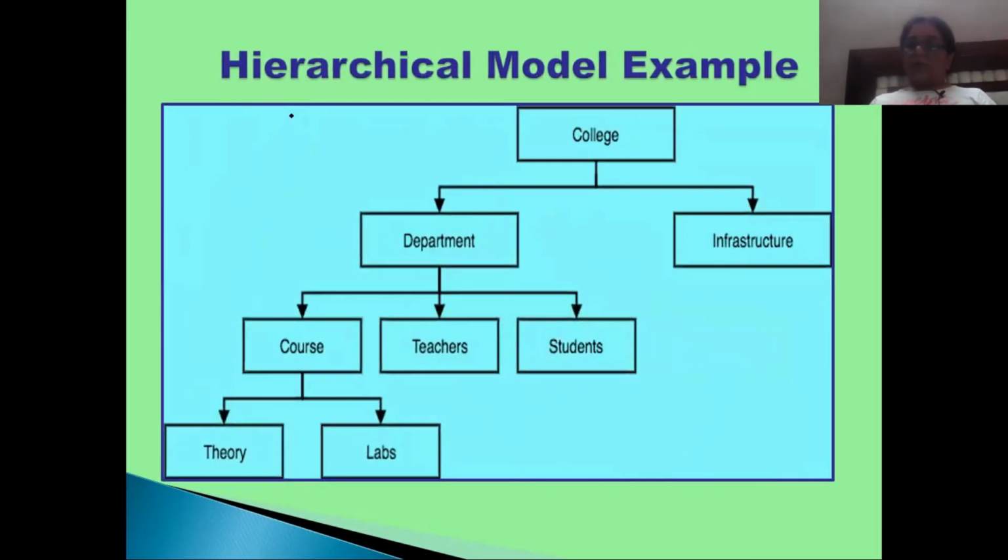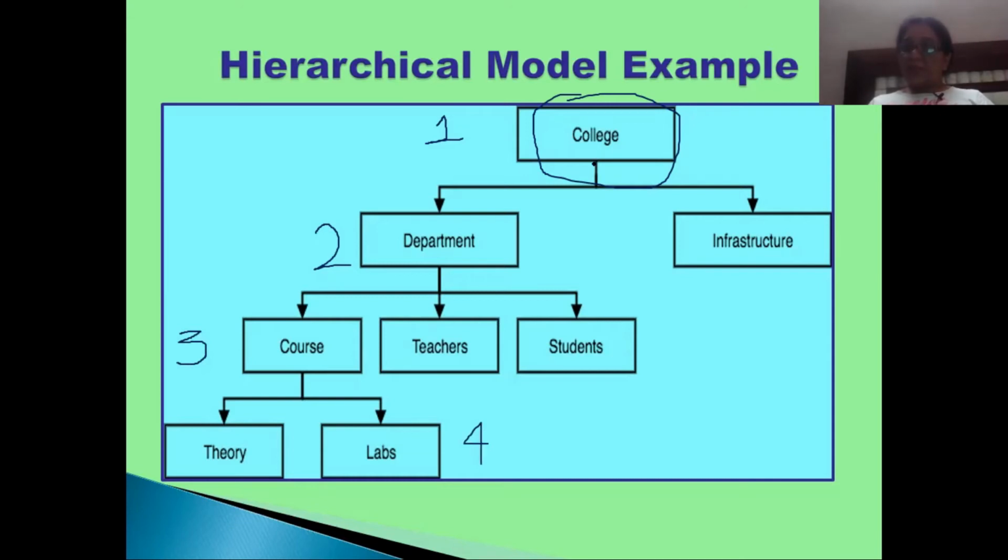Let's see the example. This is a college management system where you have a college at level 1. Now, this is my root node. We call it a root node here. This is the beginning of a tree or the hierarchical model of a college management system. This is level 2, जहां पर college is a parent node और उसके दो child nodes हैं. One is department, other is infrastructure. Similarly, here you have level 3 and here you have level 4.